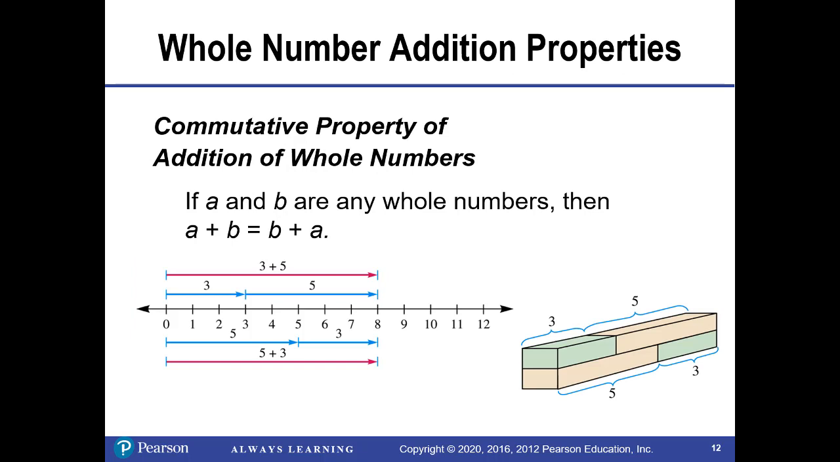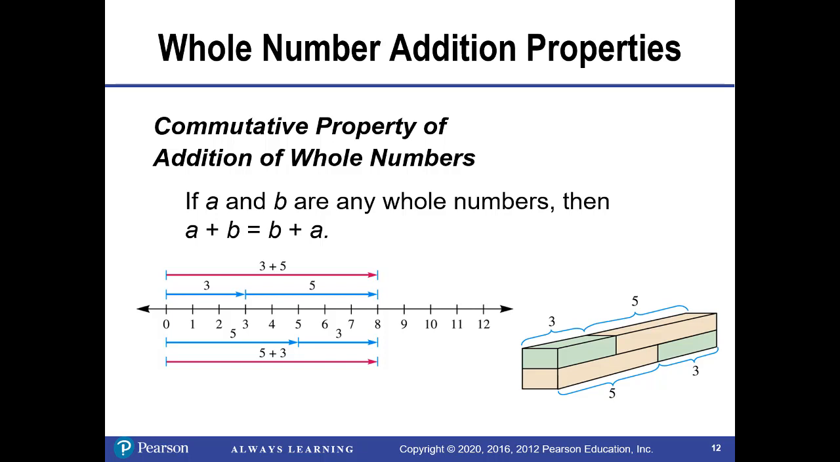A property you probably learned in high school algebra or before is the commutative property of addition. You can show this using a number line. You could also show this using rods, such as Cuisenaire rods or other generic brands of rods. So you see using the number line, we have at the top 3 plus 5 equals 8. And at the bottom, we notice that 5 plus 3 also equals 8.